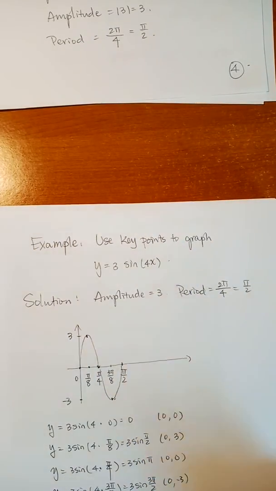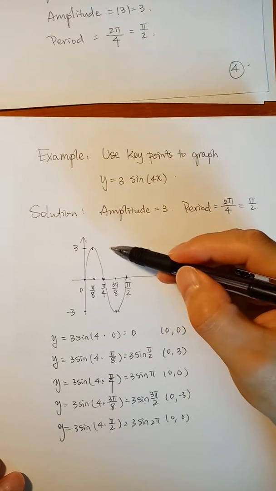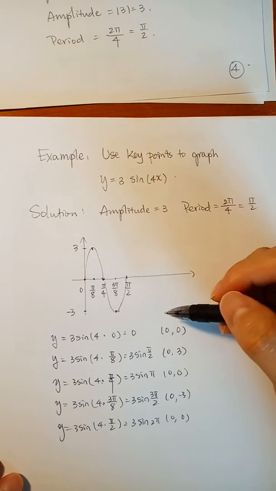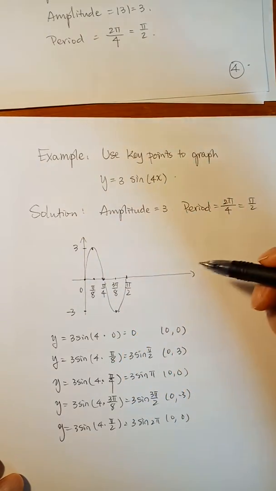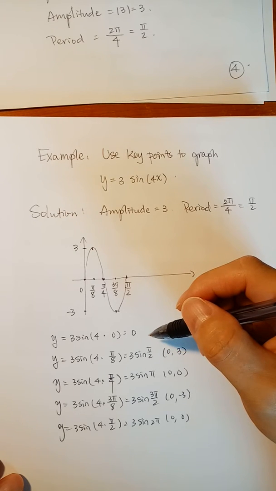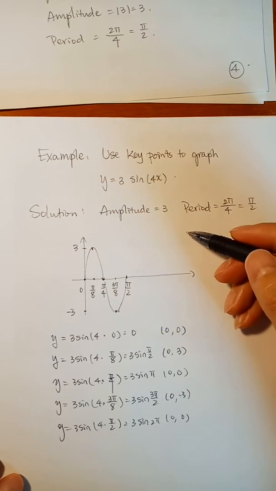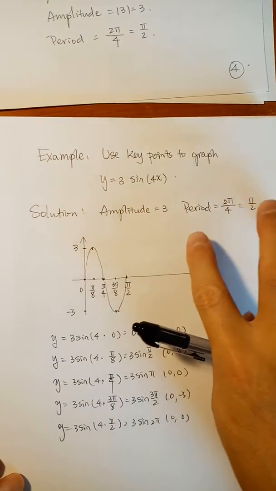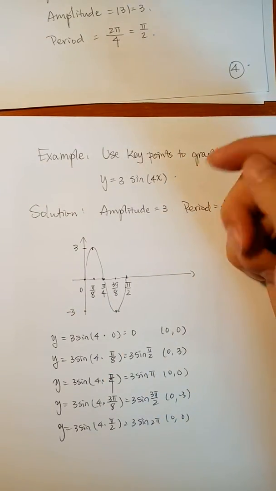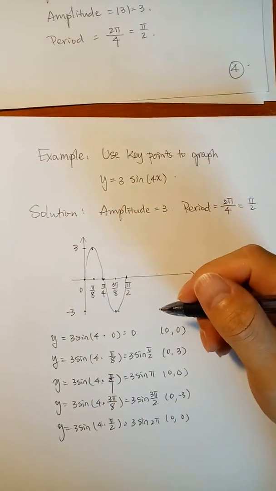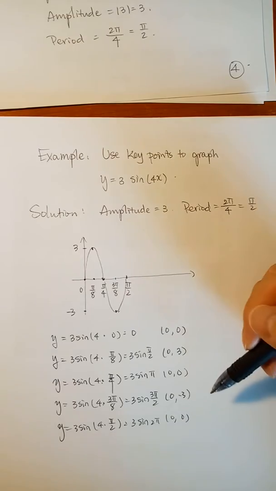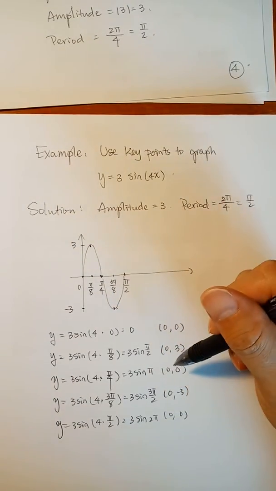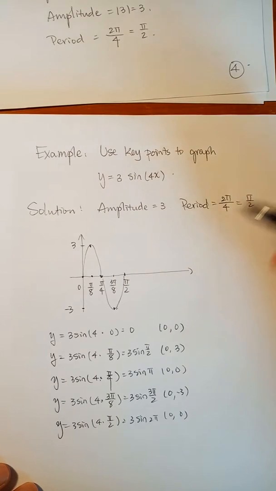Okay, so this is using key points to graph the sine function, because the sine function is always like this. You just connect them smoothly between those 5 points. If you know how to use key points to graph it, we will not start from the standard graph and stretch it along the y direction, or squeeze or stretch along the x direction. We just use the 5 key points, because the shape is always up and down, like this.